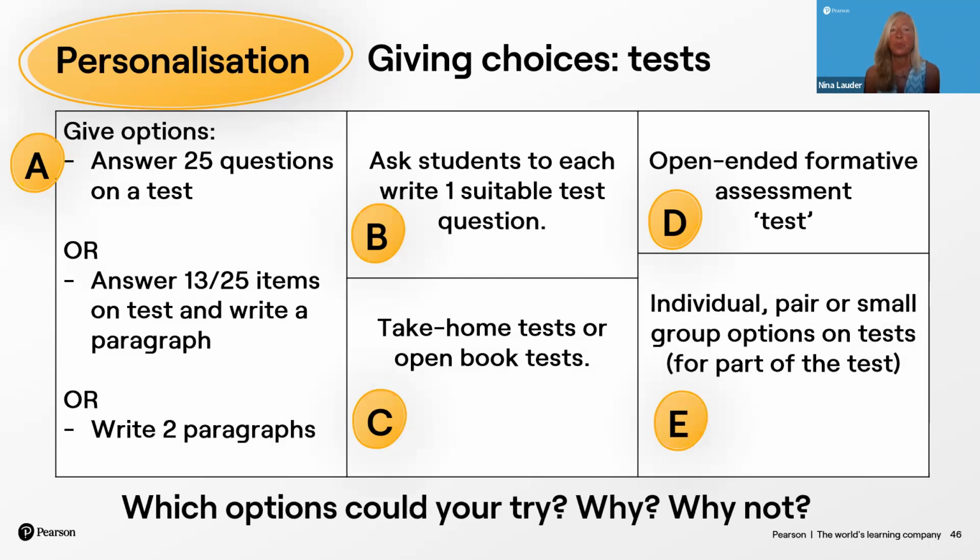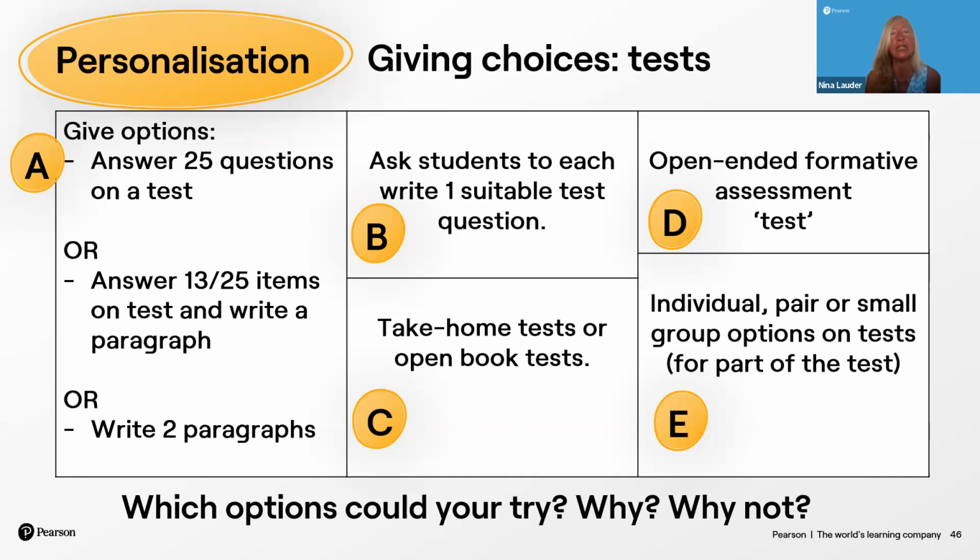So for A, imagine you're doing a quick test with 20, 25 questions. You might say, okay, you have 3 options. You can answer all 25 questions. You can answer 13 questions of your choice and write a paragraph, or you can write 2 paragraphs. So, you know, whatever the topic of your test is, you can then give them options.